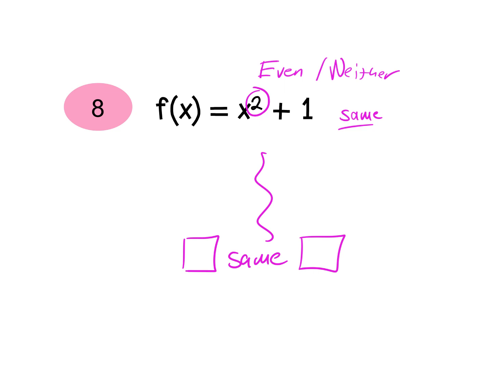I'm going to use 4. If you want to use 2 and negative 2 every time, you can. I'm just trying to show you that you can use anything. So if I plug in 4 squared plus 1.